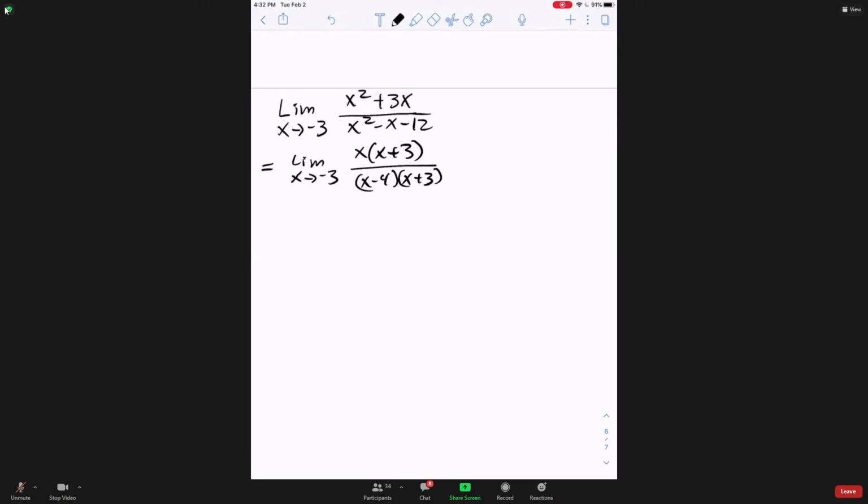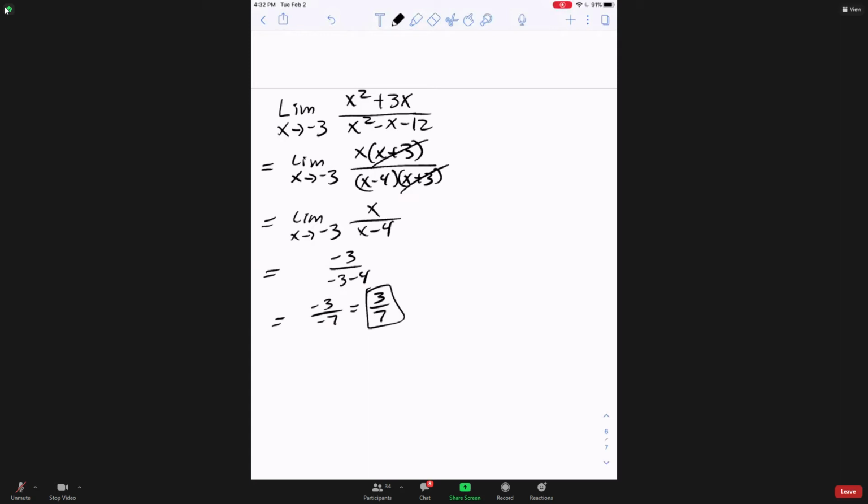All right, so what was I doing? Oh, yeah, let's do this problem. So the x plus 3s cancel out. So you plug in negative 3 now, you get negative 3 over negative 7. So 3 sevenths. Did you guys get 3 sevenths? Yeah. Okay. Any questions? So that's the answer? Didn't I box it?